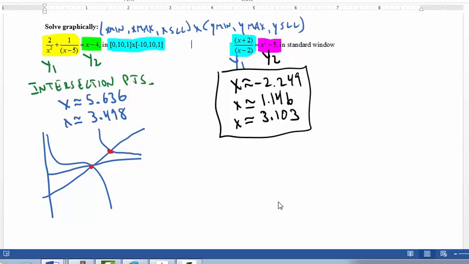And you only want the x values, right? That's the other mistake people made. You don't want to give me the x and the y. These are equations that only have one variable, so you only give the x coordinate of the intersection point, right? Not the whole point, just the x coordinate. Okay? So that's basically it.